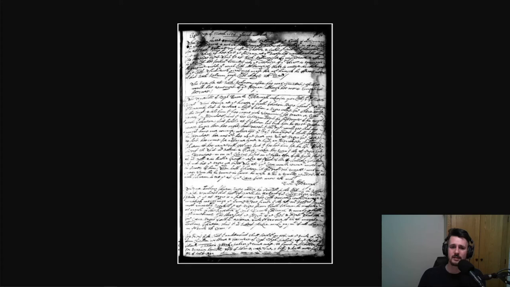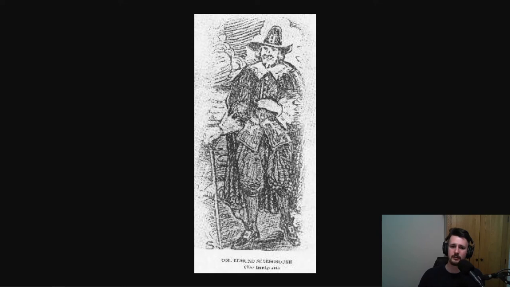Colonel Edmund Scarborough was an influential early settler of Virginia and a member of the Virginia House of Burgesses, the legislative body. In 1657, Scarborough forged a letter in which Anthony Johnson acknowledged a debt. Despite being illiterate and unable to have written the letter, Johnson did not contest the case in court, and Scarborough was awarded 100 acres of Johnson's land.